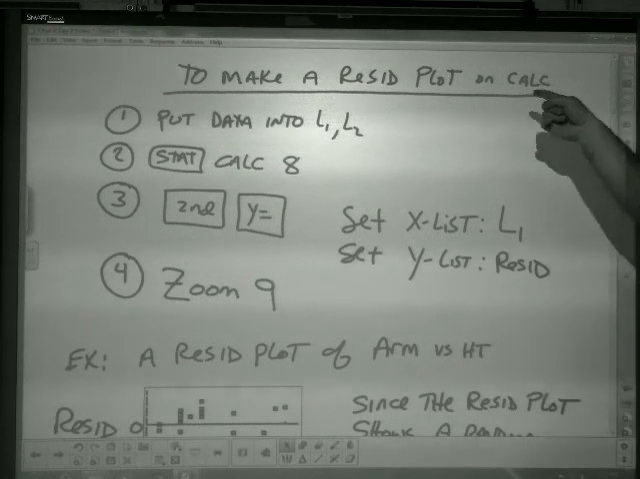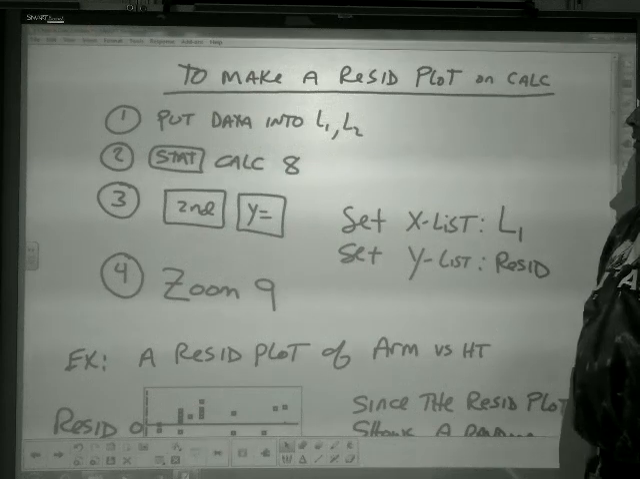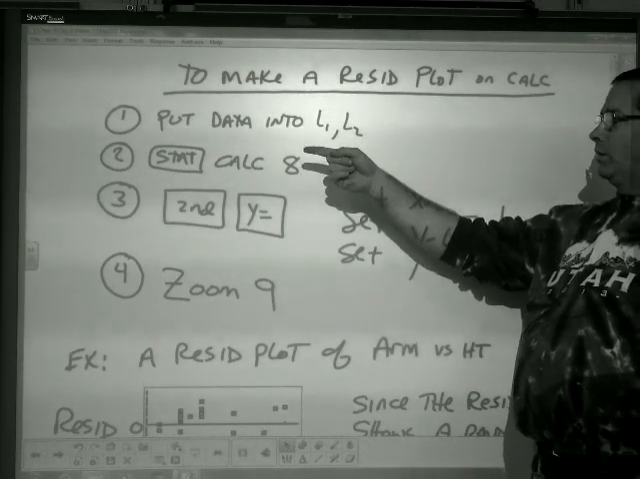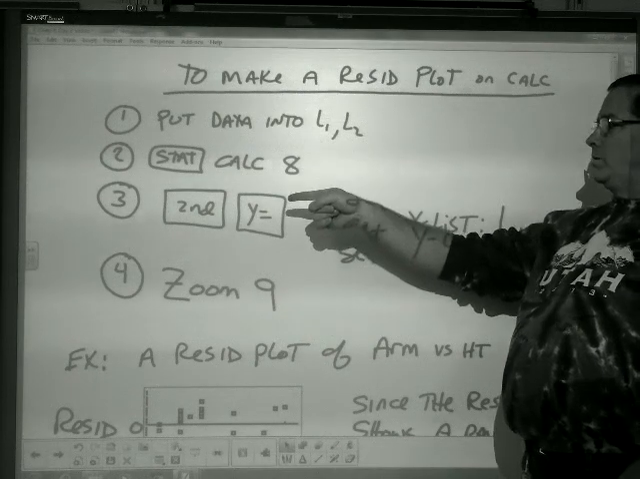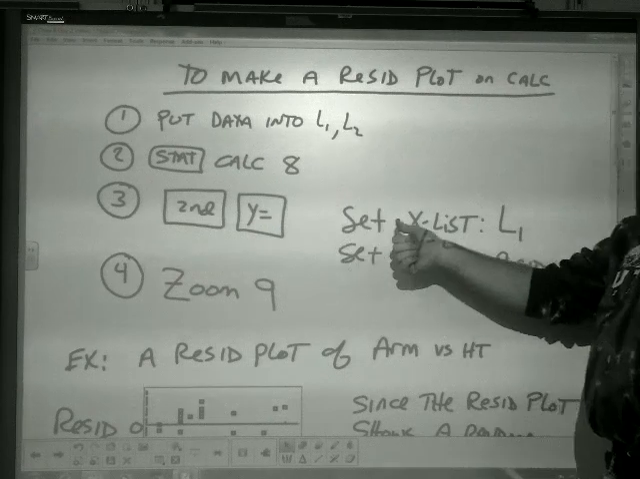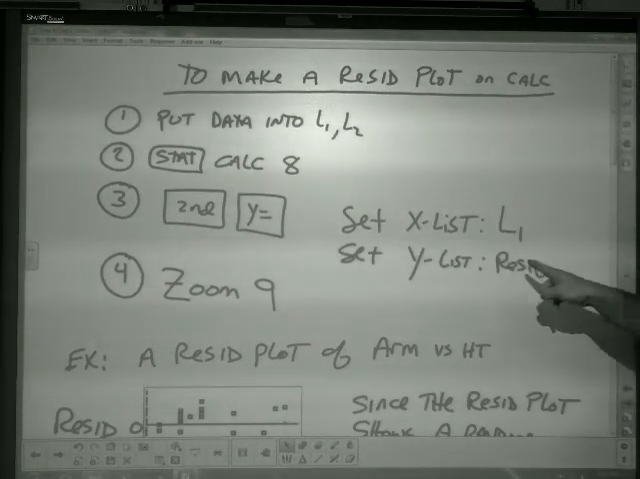To make a residual plot on your calculator, you put your data into list 1 and list 2. You run stat calc 8 like we did before, getting a linear model. But here's the thing. Hit second y equals. So now let's make a graph. Set the x list to list 1. Set the y list to resid.